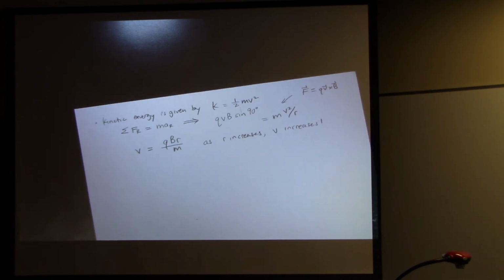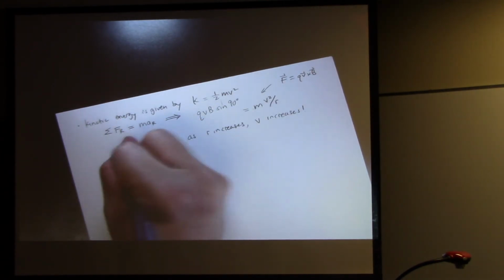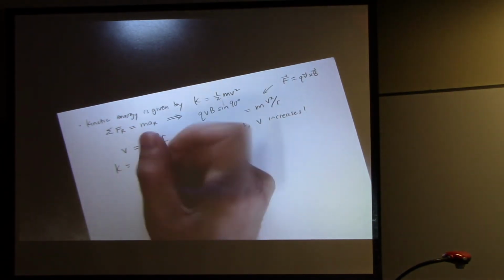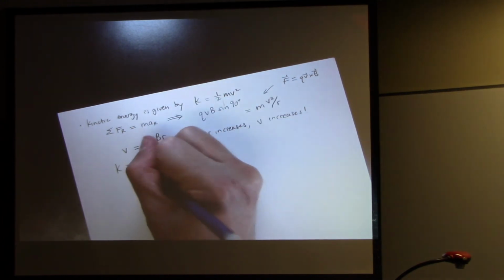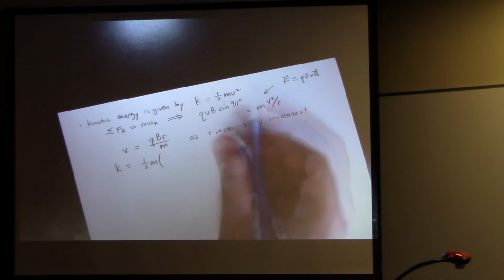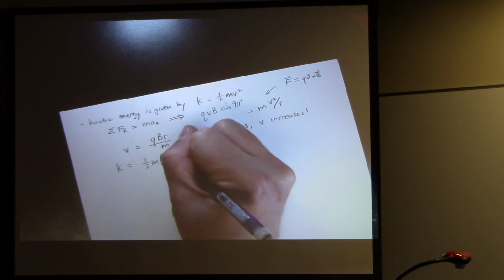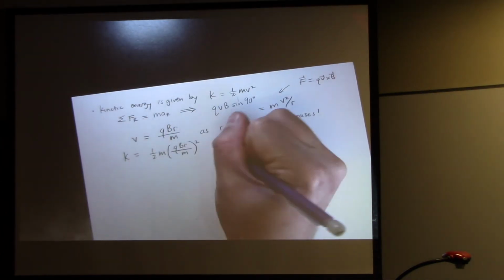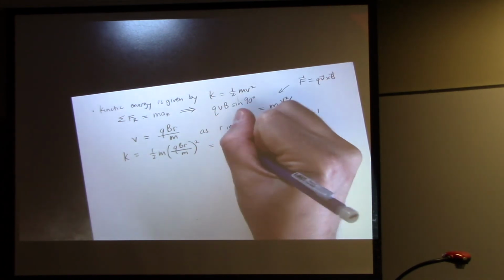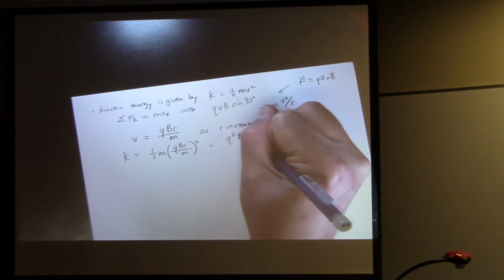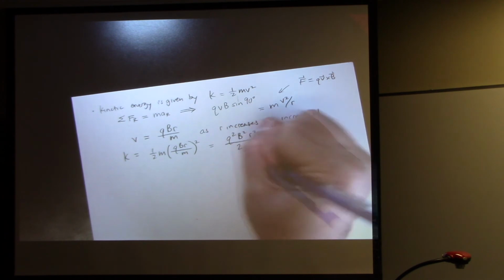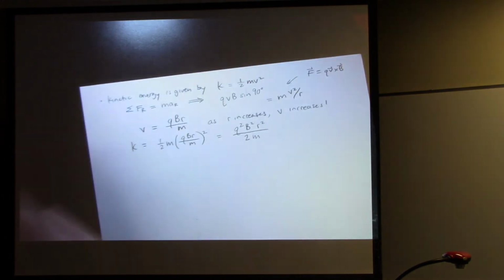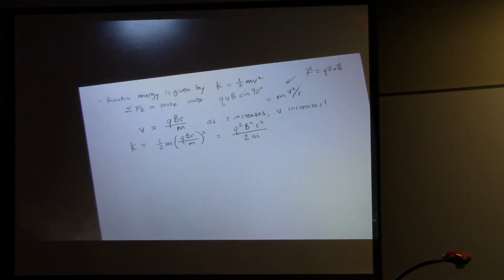So the kinetic energy, therefore, is given by 1/2 times the mass times v squared, and we're going to put this in for v. qBr divided by m, and we're going to square it. So we have q squared, B squared, r squared, divided by 2 times m. That's what that works out to.